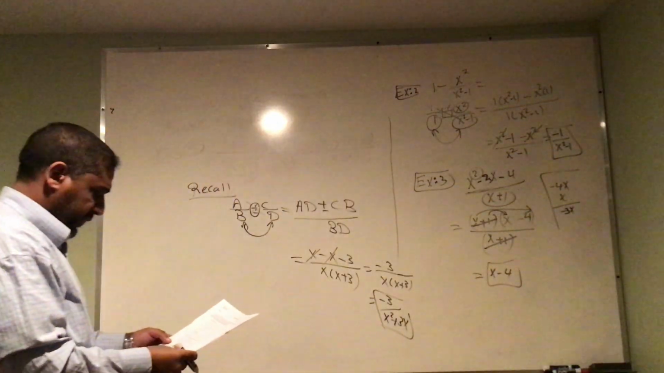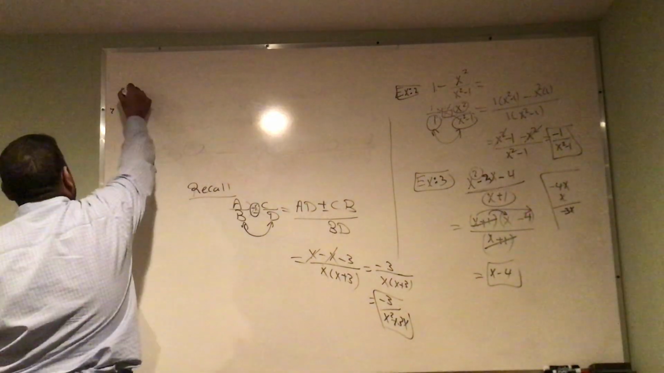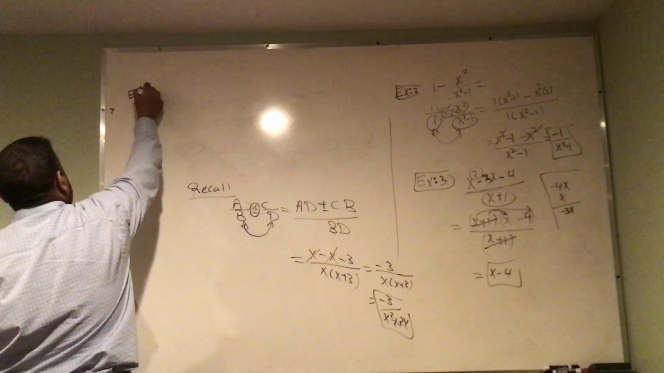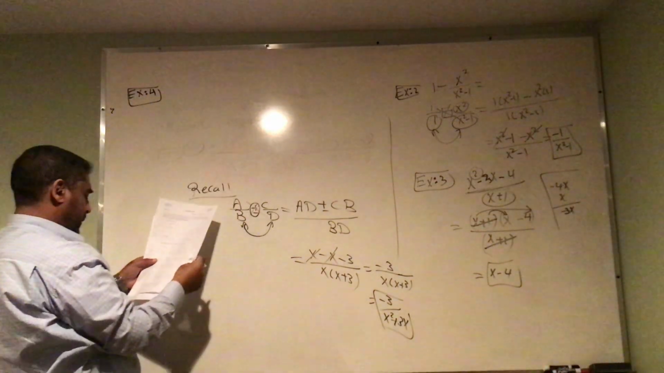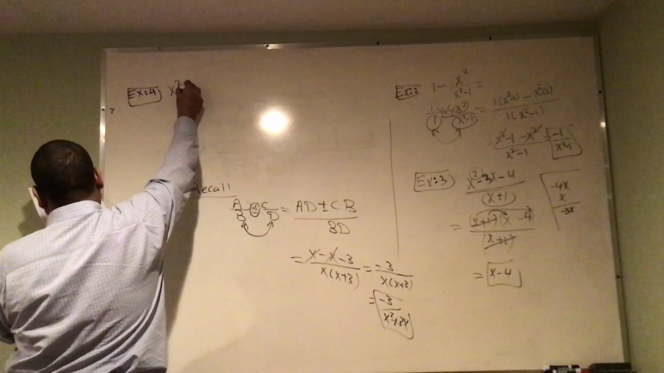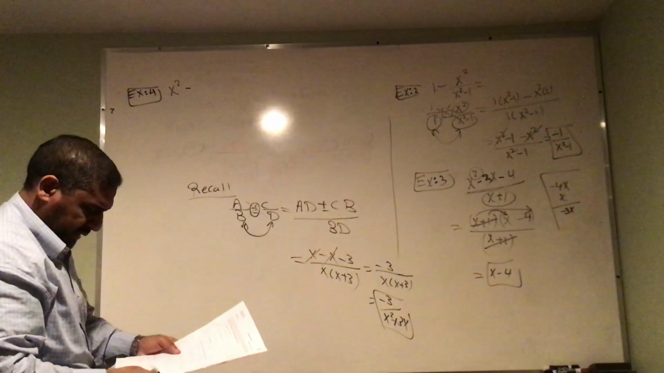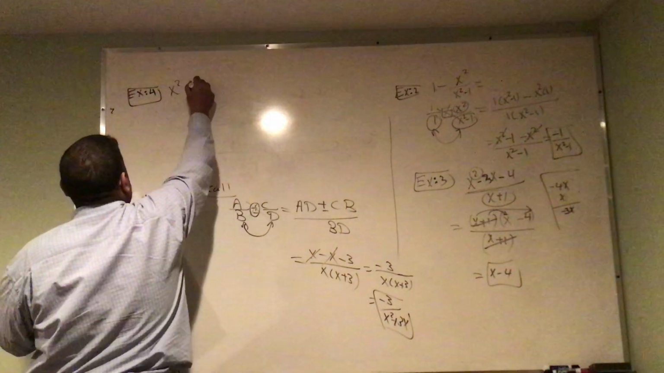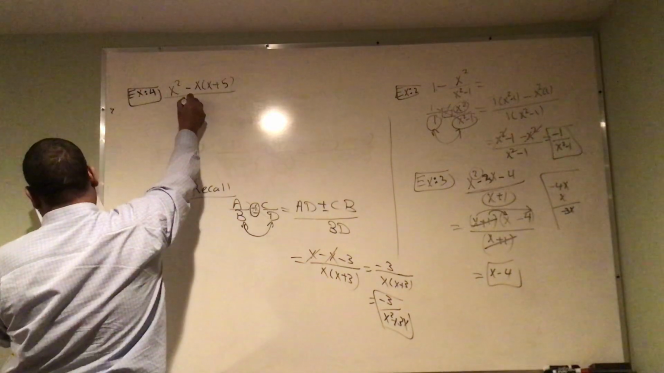So here I give you another example, how to simplify as much as you can. Example number 4. What I have here, example number 4, you have x squared minus x multiplied by x plus 5, the whole thing divided by x plus 1.